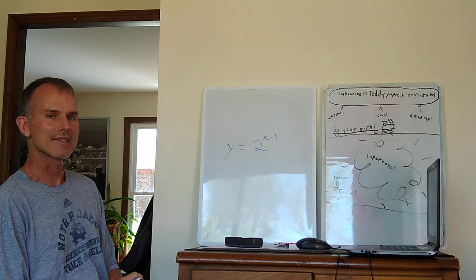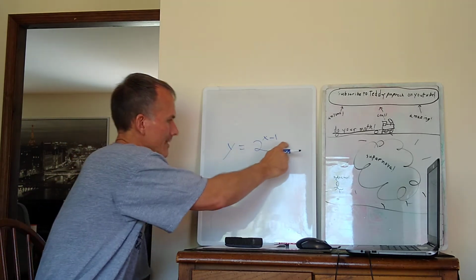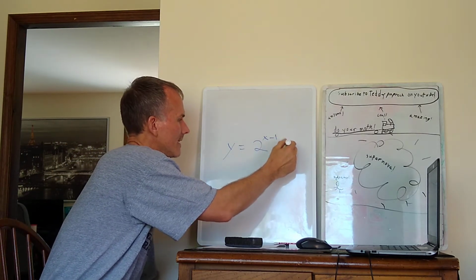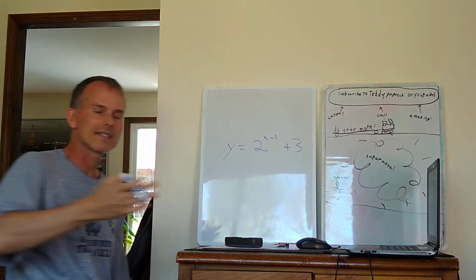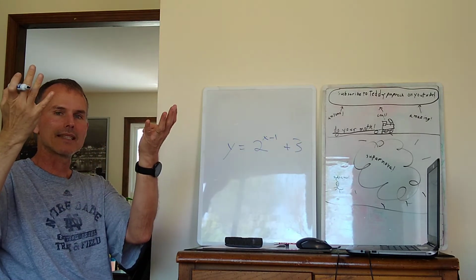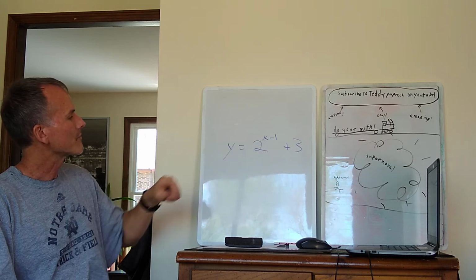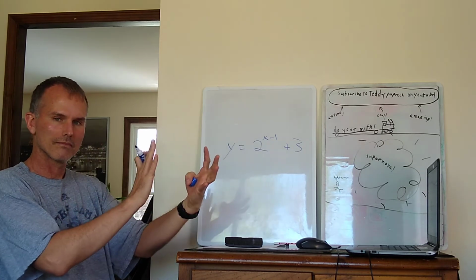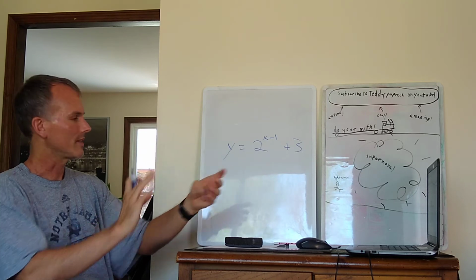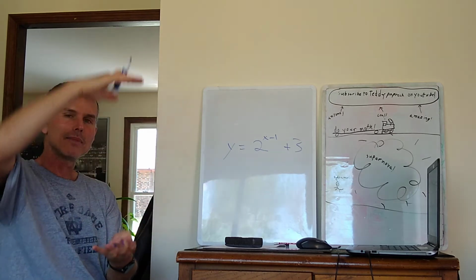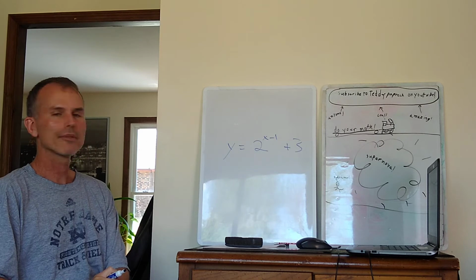Now, if I want to shift that same curve up or down, I can add or subtract a number at the end. If I put a plus 3 at the end, that's going to shift the entire curve up 3. So this time, the parent graph's still 2 to the x. That minus 1 makes the entire graph go to the right 1 unit, and then that plus 3 at the end makes the entire graph go up 3.